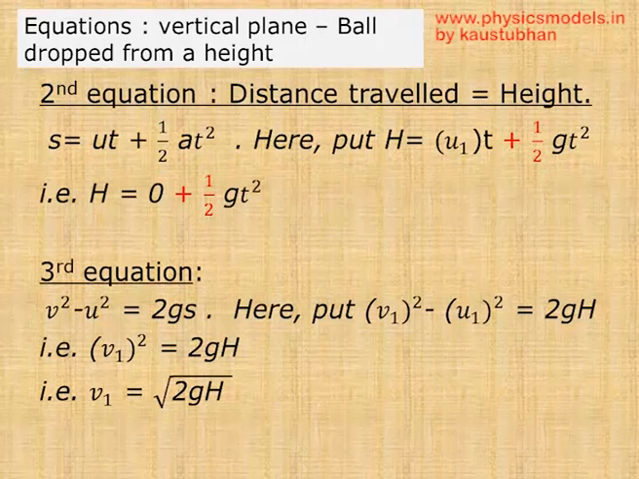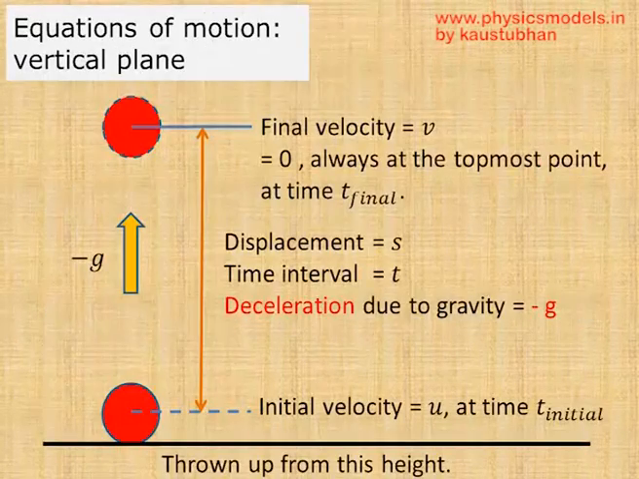The third equation, we follow a similar philosophy. V squared minus u squared equal to 2gs becomes v1 squared minus u1 squared equal to 2gh. And we know that u1 is 0, therefore v1 squared becomes 2gh, or v1 equal to root 2gh. That's how we have derived this.